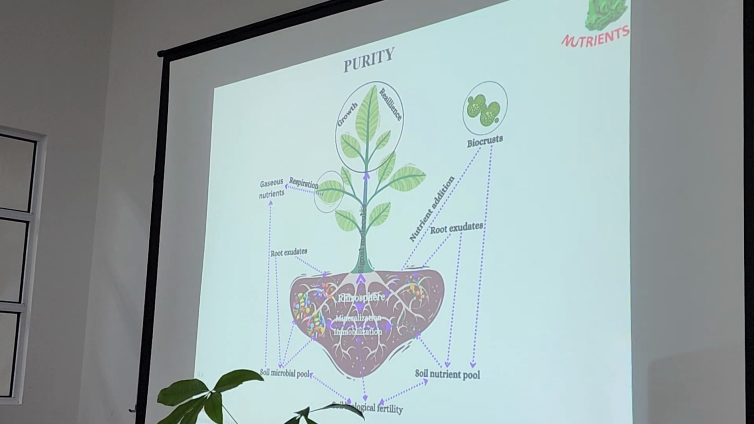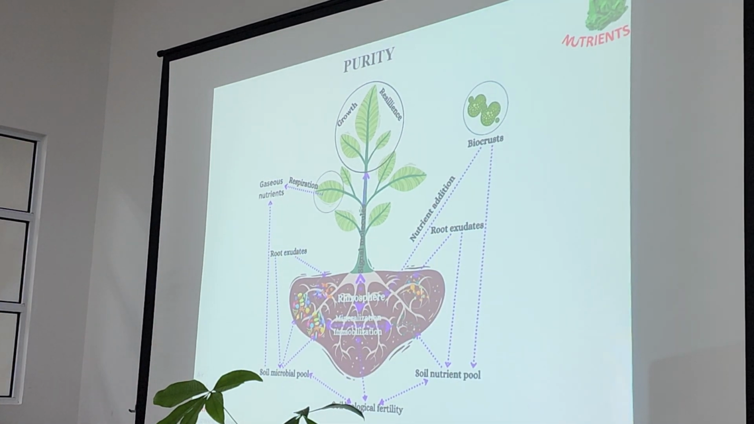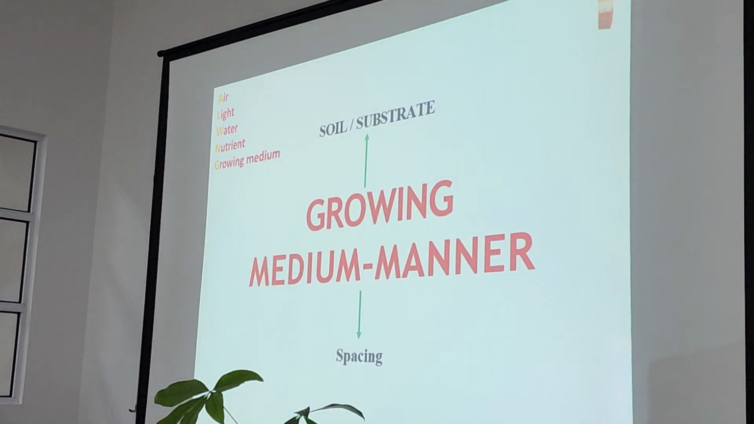However, one thing that you can improve is the connection underground, the networking underground, so that you can improve the plant's endurance to the environment and also the nutrient use, nutrient utilization. Right? Okay, go on.